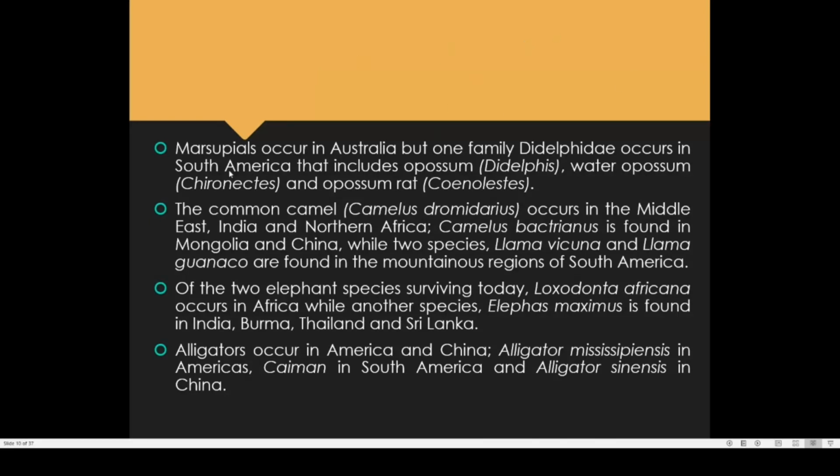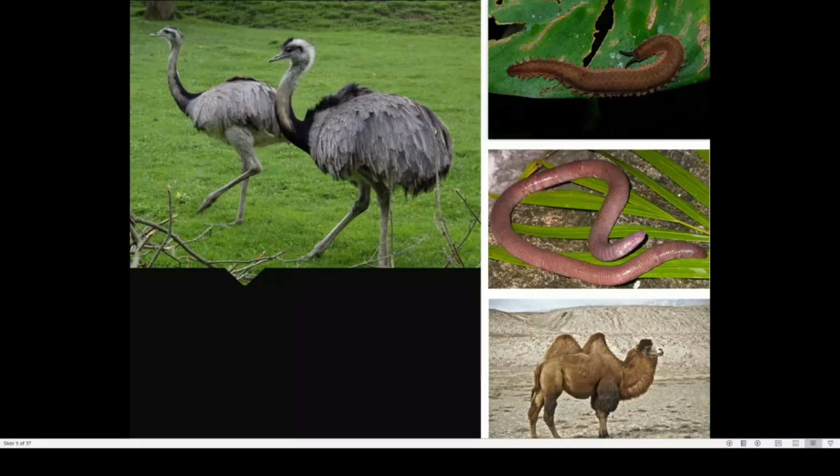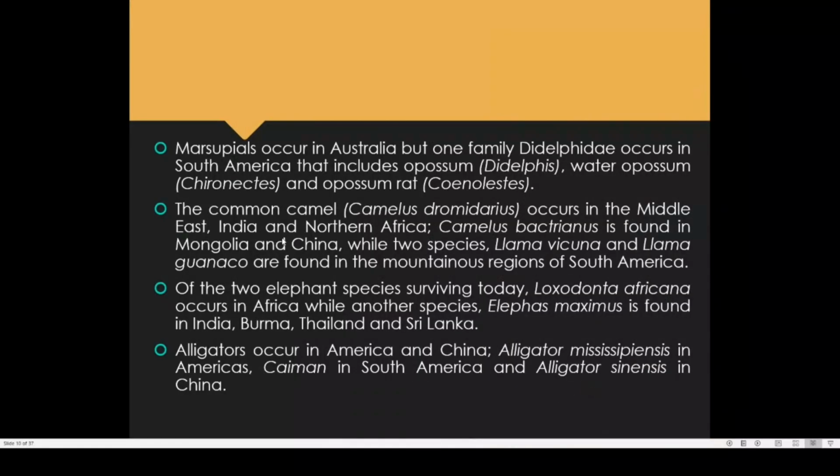So that is the case of, for example, the opossum rat. Then the common camel is Camelus dromedarius. That is present in the Middle East, Gulf countries, and also in Northern Africa. Another species of camel known as Camelus bactrianus is found in China as well as Mongolia. Now, other related species are Lama vicugna and Lama guanaco. They are present in South America. Basically, all these different animals belong to the same population of camel, and because of the splitting of the population, they have now evolved into separate species.